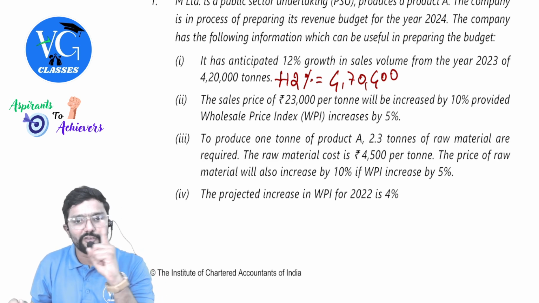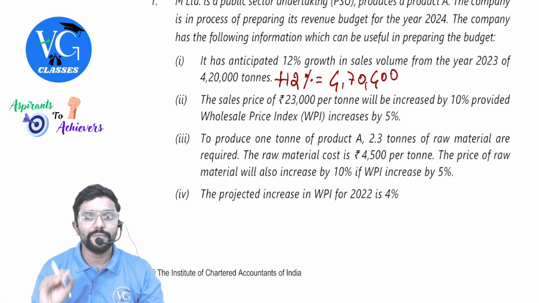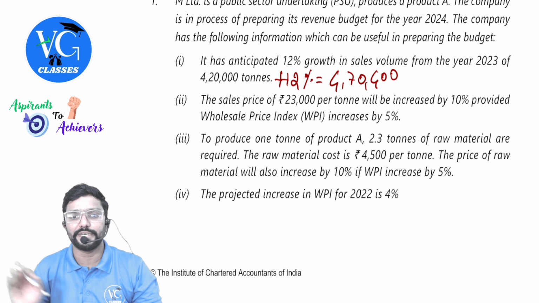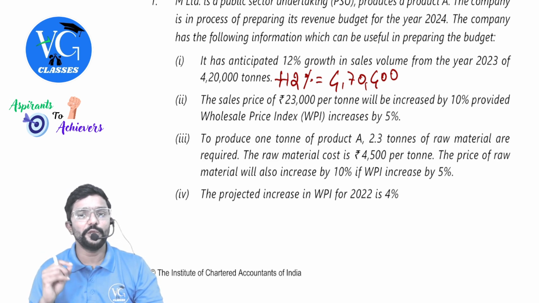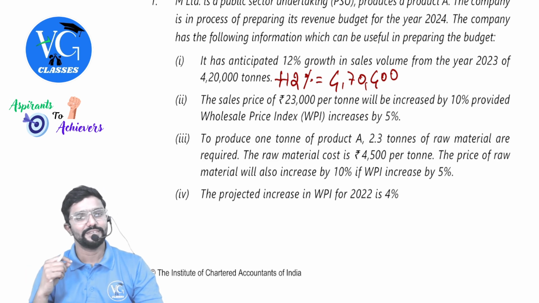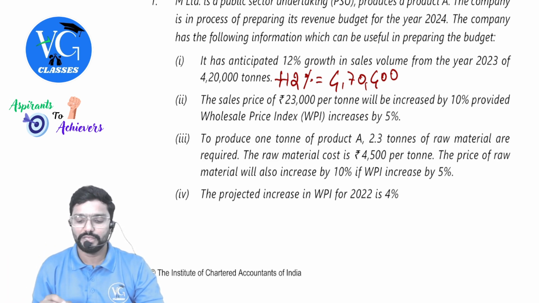To produce 1 ton of product A, 2.3 tons of raw materials are required. The raw material cost is 4,500 per ton. The price of raw material will increase by 10% if WPI increases by 5%. That is again the wholesale price index. The projected increase in WPI for 2023 it should be.